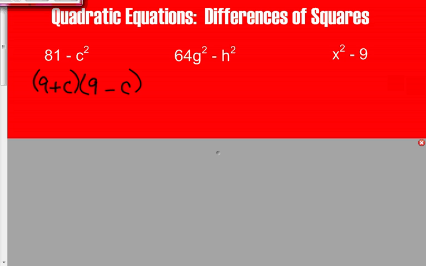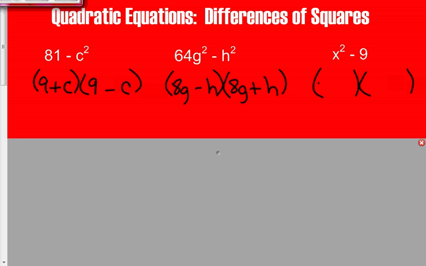Okay, so let's do that again. 64g squared minus h squared will factor. They're both perfect squares. 64 makes 8g and 8g, and then an h in each one. One's positive, one's negative. Doesn't matter which order, as far as which one you make positive, which one you make negative.